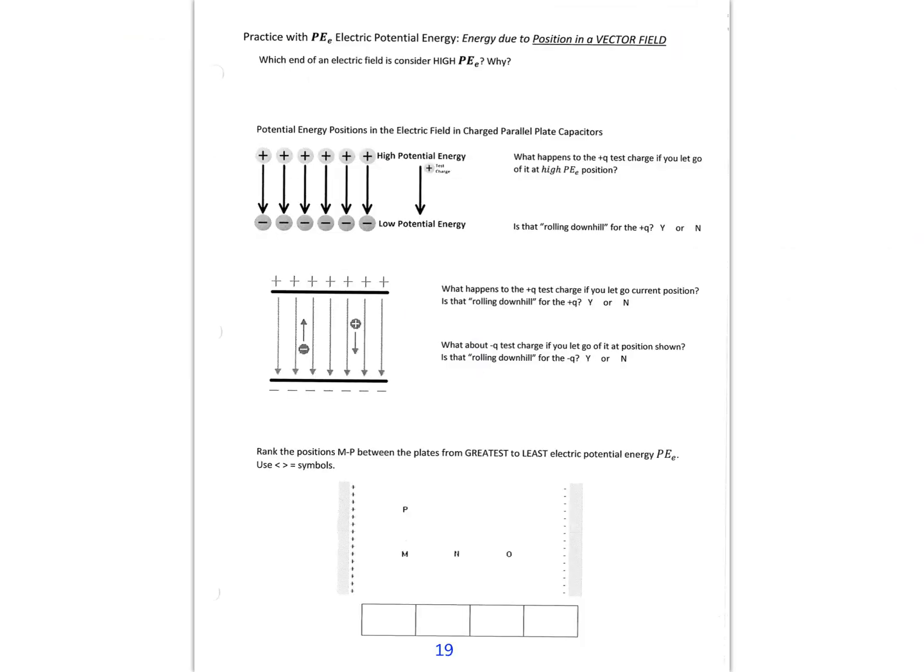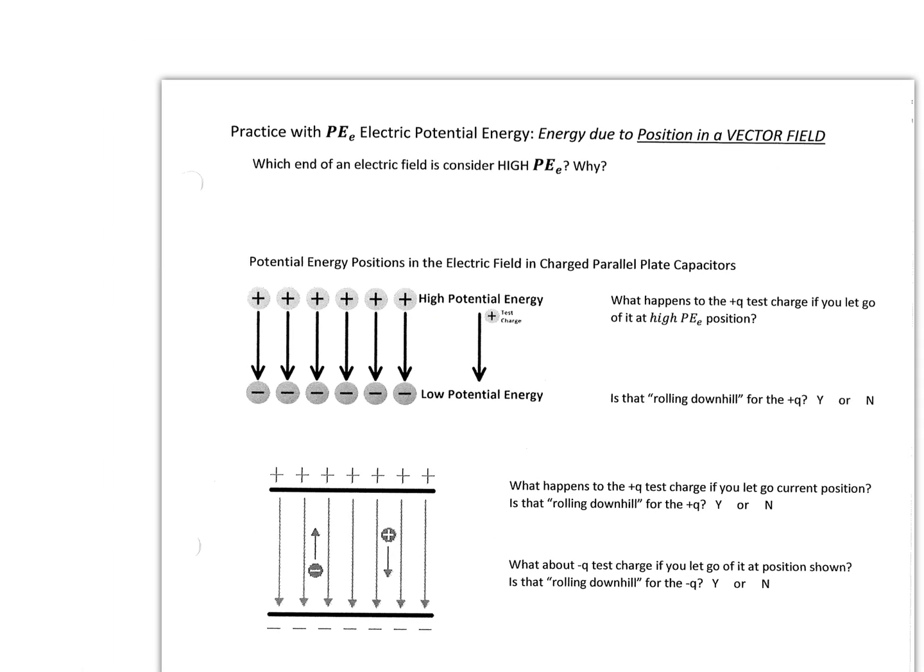Let's go to 19. Okay, which end of an electric field is high potential energy? That's the positive end of the field, the place where the E field starts.